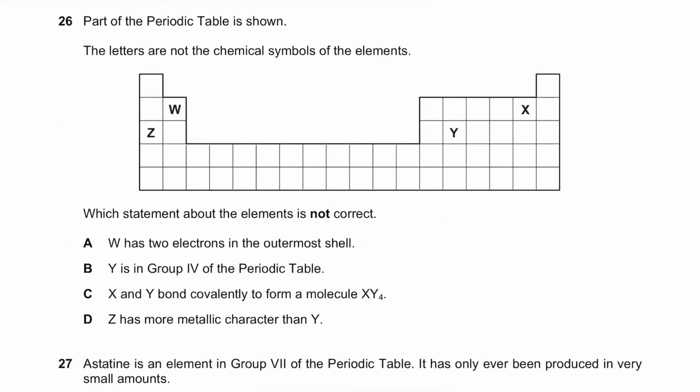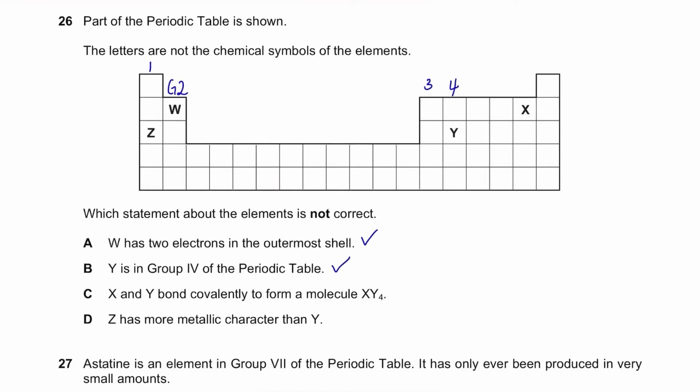Question 26. Part of the periodic table is shown. The letters are not the chemical symbols of the elements. Which statement about the elements is not correct? A. W has 2 electrons in the outermost shell. W is in group 2, so yep, it will have 2 electrons in the outermost shell. B. Y is in group 4 of the periodic table. Correct. Y is in the 4th column, so it's in group 4.